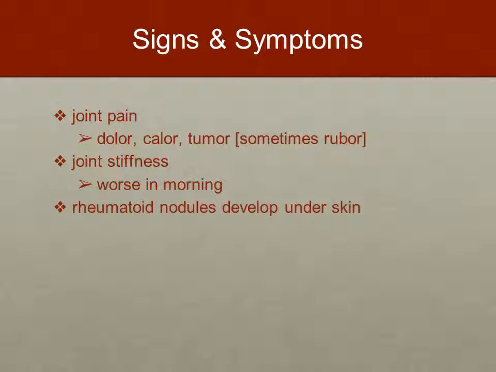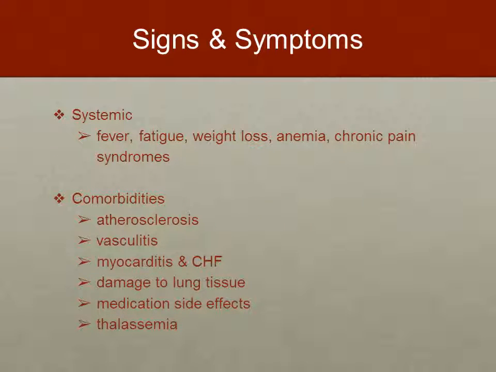And you may also see, or they may tell you, that they have nodules under their skin. And these are rheumatoid nodules, and they're just little bumps of tissue, so they're pretty firm to the touch. Other signs and symptoms are systemic, and you see a lot of this because it has a widespread effect on the body. So some of this can be fever, fatigue, weight loss, anemia, and any sort of chronic pain syndrome.